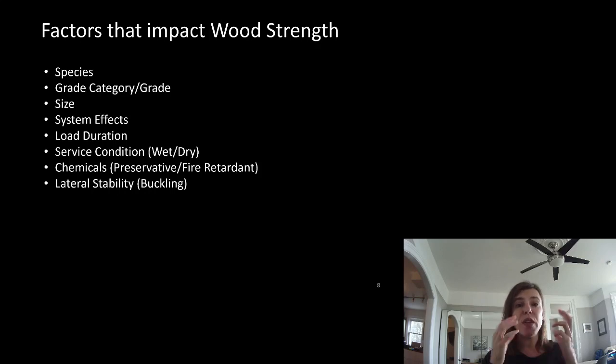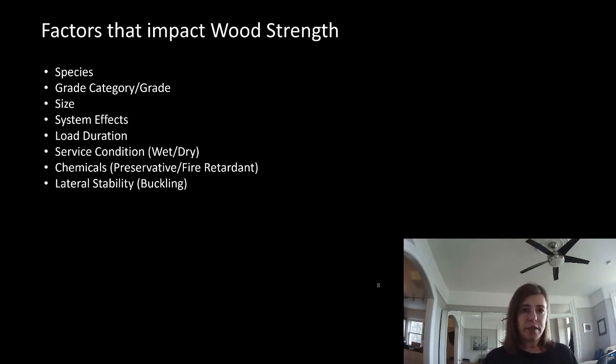Also being able to visually grade it, if it's small enough we can see all of it. If it's big, there might be a flaw inside we can't see. System effects. So system effects are interesting, and I'm going to show you a slide about system effects in a minute. But basically that's saying if we have a lot of the same thing doing the same job, they can kind of help each other out.